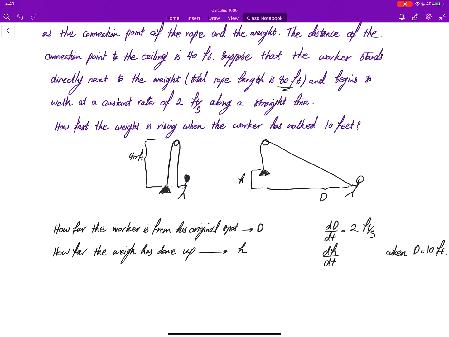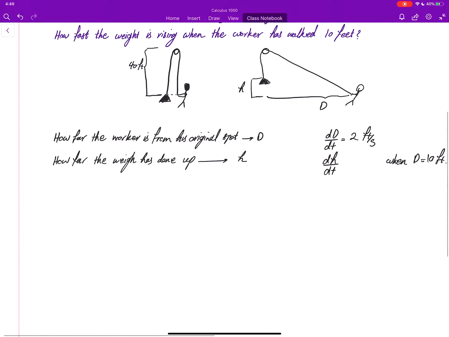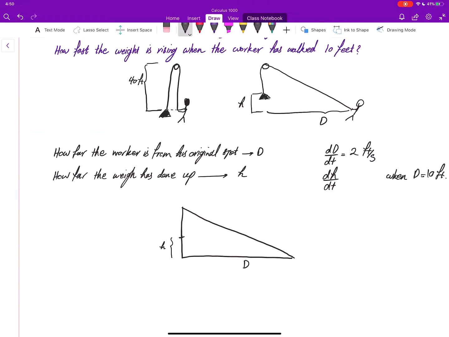Very nice. So we have to find now a relation between D and H. If you look at this, it may seem again a little bit complicated, but the key point is that you have to see this right triangle. Here is D. Up to some point the weight has gone up. This is H. And then here you see the rest. Let me bring in red. The red part that I'm tracing is the total rope, and these are going to add up to 80.